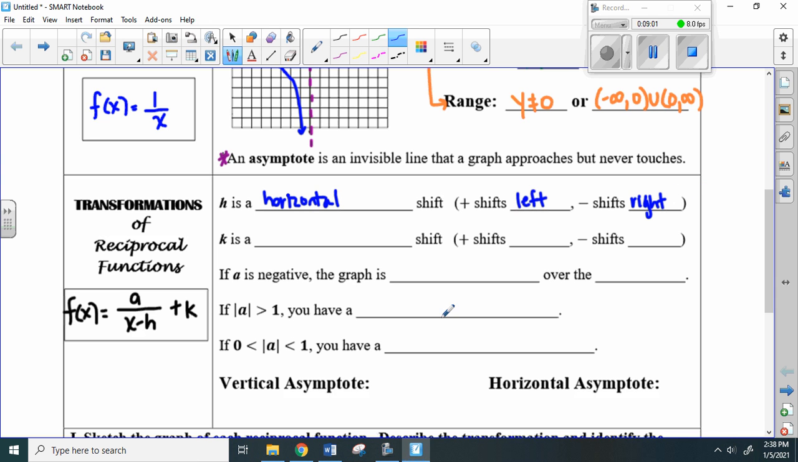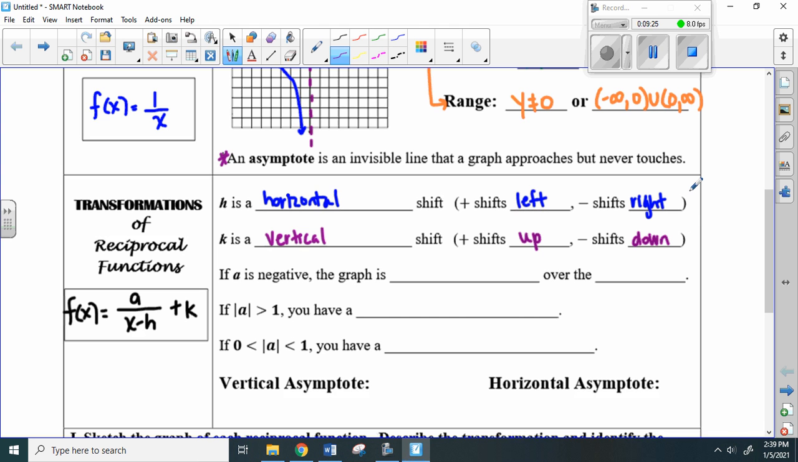K, the number that's added or subtracted after the entire fraction, that's going to be the shift in your y-axis. So that's going to be a vertical shift. That means up or down. And if you remember anything about up or down, plus means up and minus means down.